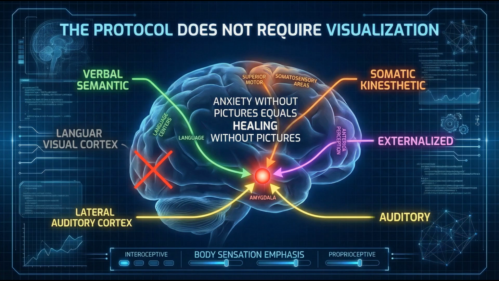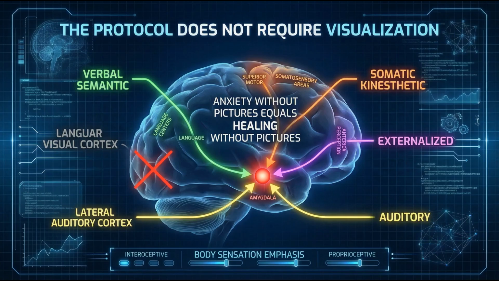The mechanism, as we established in the last video, requires exactly 3 things. 1. Activation of the threat network, opening the reconsolidation window. 2. Introduction of contradictory experiential data, the prediction error. 3. Sufficient emotional intensity and repetition for consolidation. These 3 requirements can be met through any sensory, motor, or cognitive channel that connects to the limbic system.